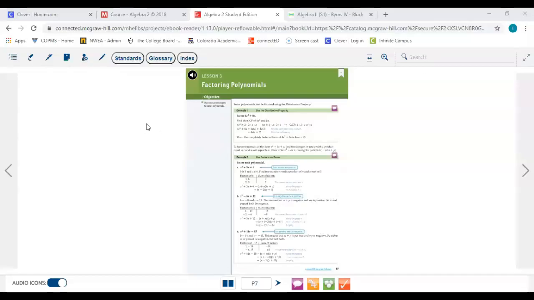Once again, we're on page P7, and we're ready to go.